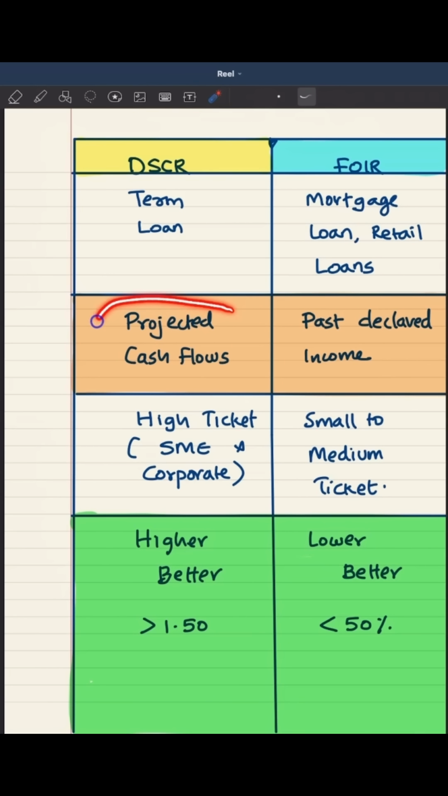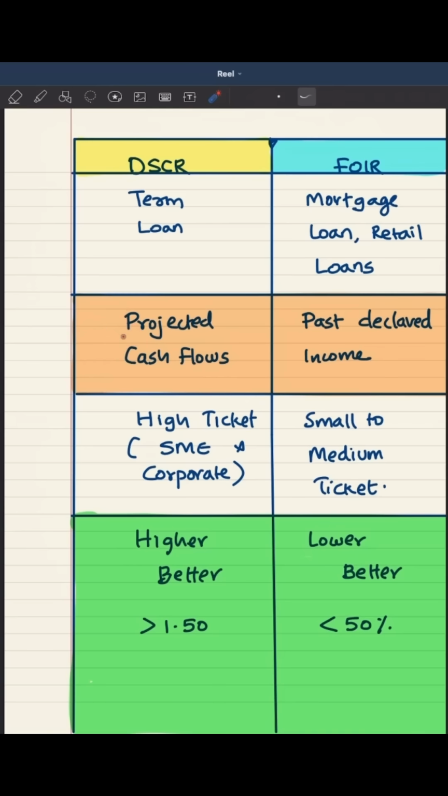DSCR is calculated based on projected cash flows. If a borrower is going for a term loan, let's say they are asking for a term loan for 8 years. So in this 8 years period, what is going to be the cash generated by the borrower? That will be considered as a base, and that will be compared with the obligations, and then DSCR will be calculated. So it is purely based on projected cash flows. So it is like building a castle in the air.